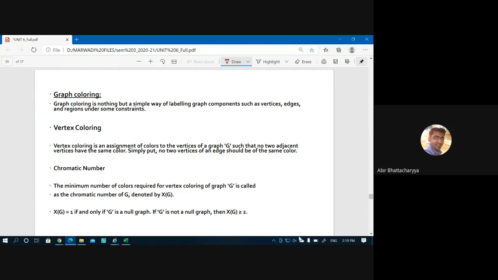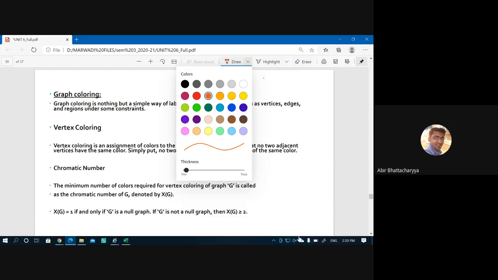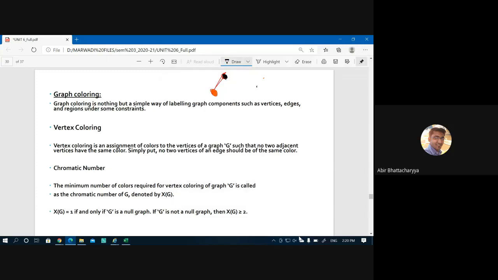There are two types of coloring: vertex coloring and region coloring. Vertex coloring is an assignment of colors to the vertices of a graph G, such that no two adjacent vertices have the same color. We have to put the colors in such a manner. Adjacent vertices means if these two vertices are connected by one single edge, then these two are adjacent. So we cannot put the same color on these two. If I put orange here, this should be black. This is the main concept of vertex coloring.